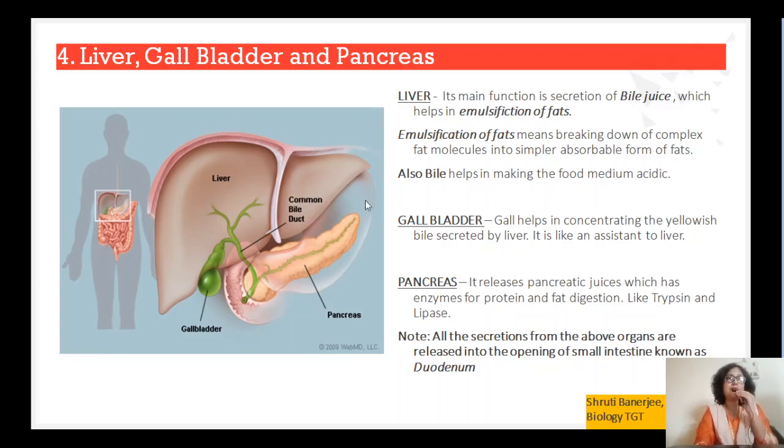Similarly, if this is the stomach, behind it or just below it is another structure, that is the pancreas. The pancreas also has a tube or channel from which its juices go and meet again in the duodenum. So the stomach opens into the duodenum, the liver opens into the duodenum, and the pancreas is also releasing some of its juices into the duodenum of the small intestine. Okay.